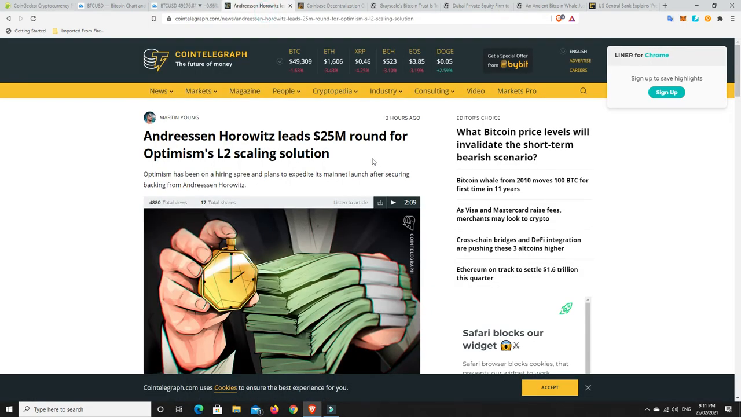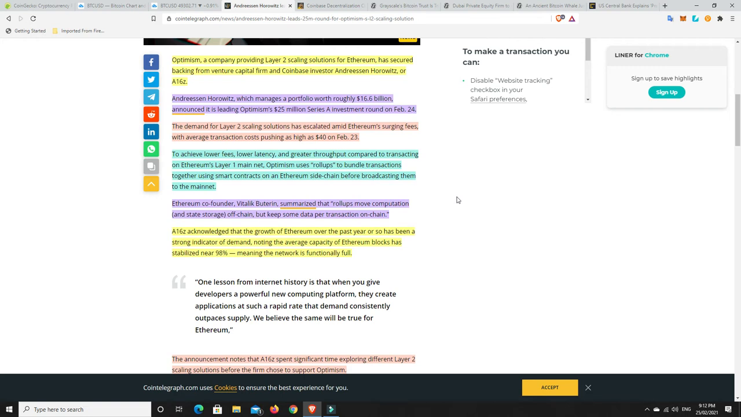Andreessen Horowitz leads $25 million round for Optimism's L2 scaling solution. Ethereum needs this so bad. Optimism, a company providing layer 2 scaling solutions for Ethereum, has secured backing from venture capital firm and Coinbase investor Andreessen Horowitz, or A16Z. Andreessen Horowitz, which manages a portfolio worth roughly $16.6 billion, announced it was leading Optimism's $25 million Series A investment round on 24th of Feb. So that was yesterday. The demand for layer 2 scaling solutions has escalated amid Ethereum's surging fees, absolutely.